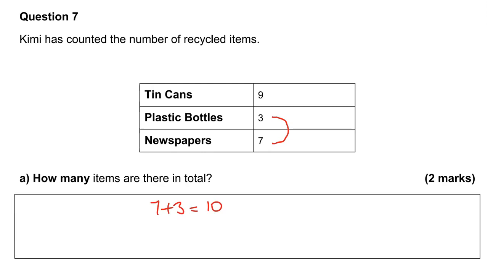So these pairs of numbers which add up to 10. So 3 and 7, 5 and 5, 6 and 4, 9 and 1. It's very useful to know this by heart because it helps with so many other topics in maths. Now we've got 10, we're going to add 9 to that. So 10 add 9, that gives us 19. So there are 19 items in total.